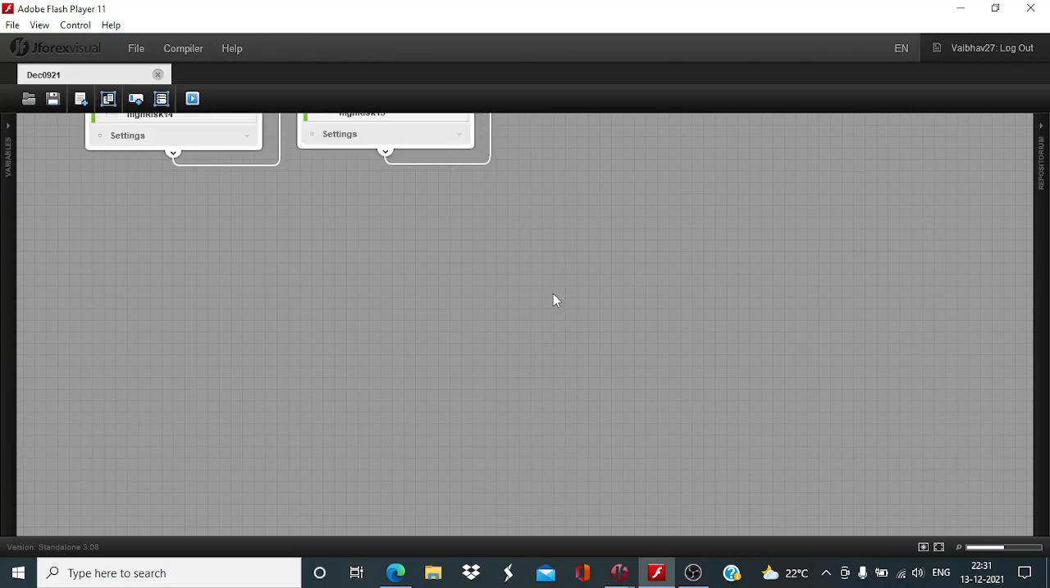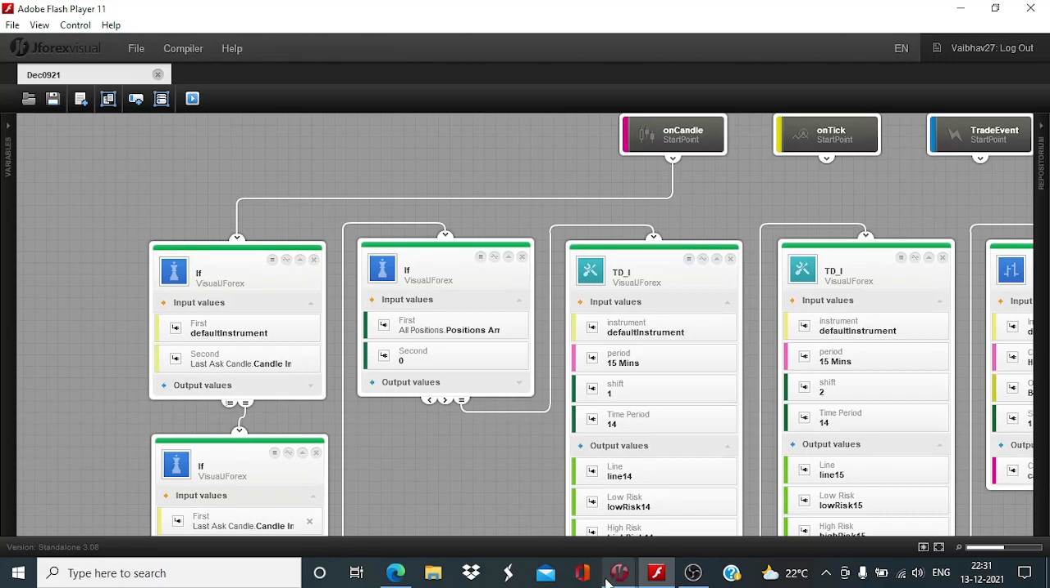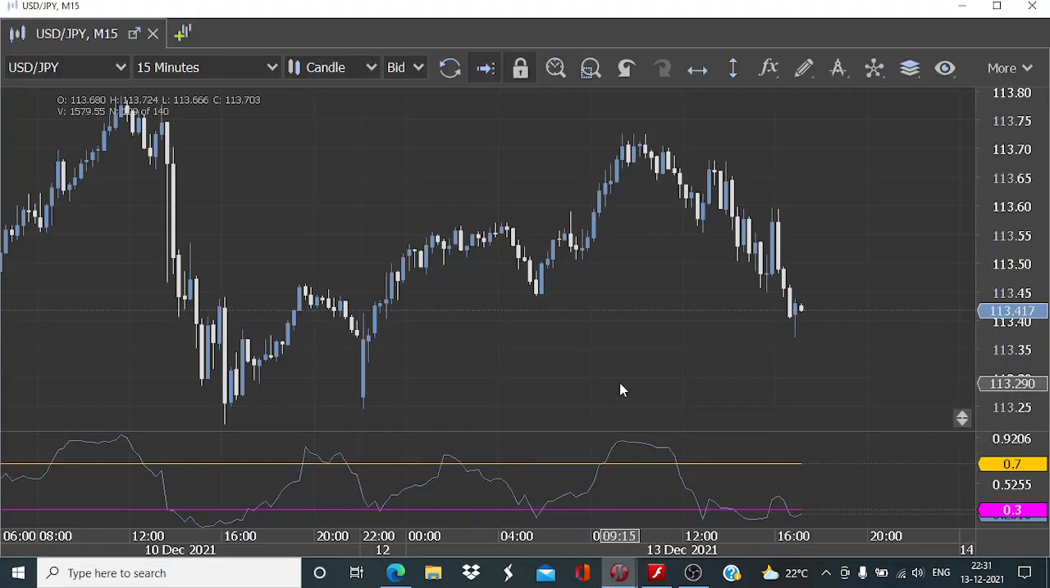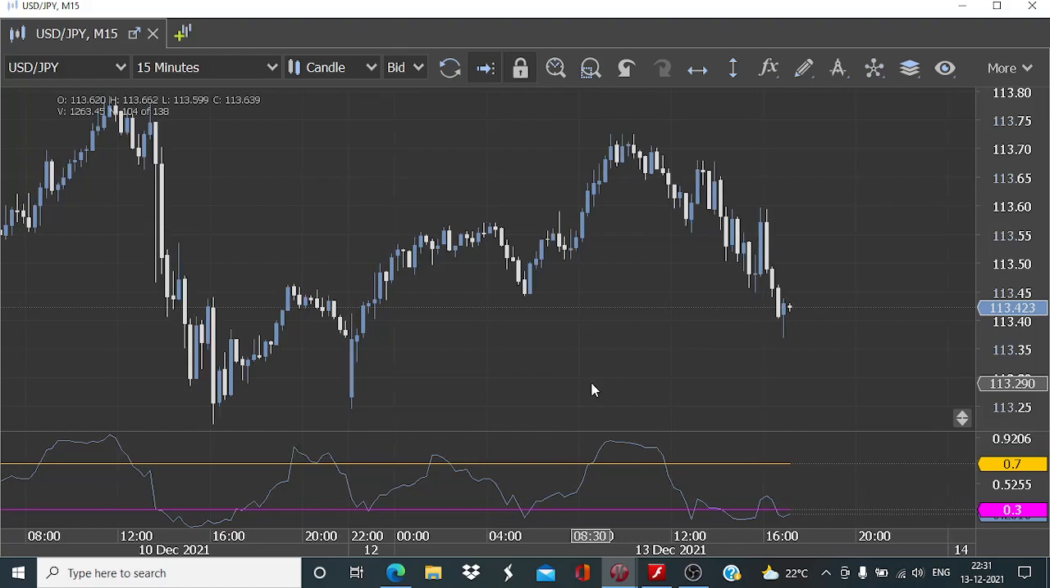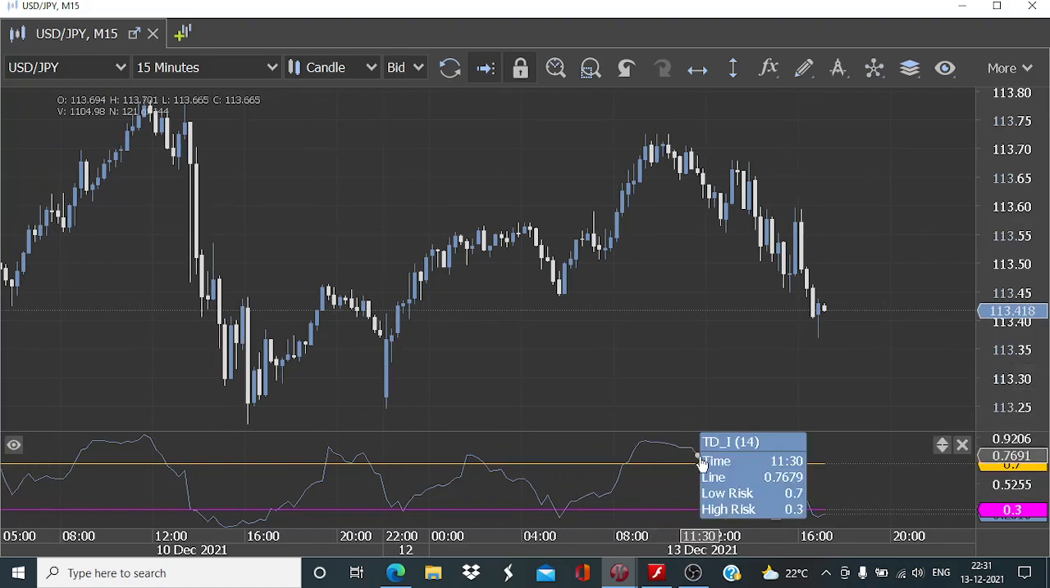First, I will give you a brief refresher of what the logic is for this algorithm to work. So we now head to the JForex. This is the USD JPY chart, which has been plotted on the 15-minute candle period. We want the trade system to be simple, and we are simply relying on the TDI output values. For the sell side, we will be looking to initiate the trade as and when we see the TDI value dipping below this low risk parameter of 0.7. So we are comparing this line output with the low risk output.